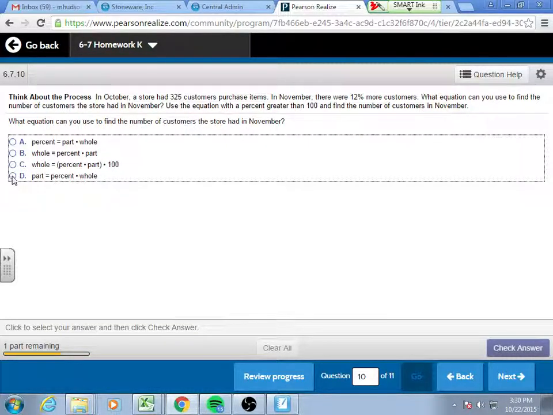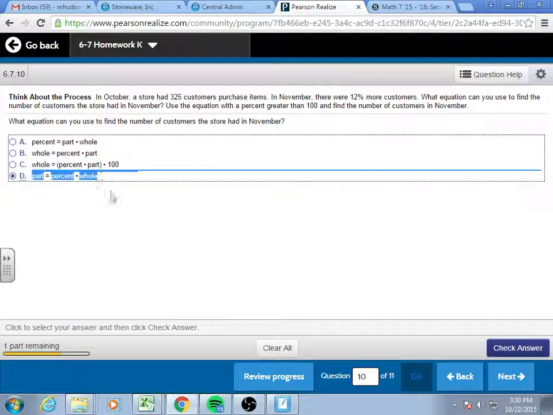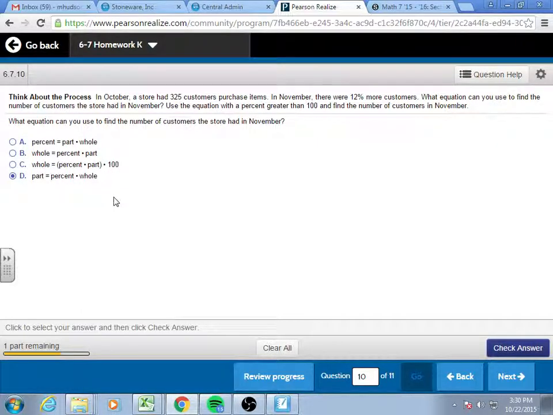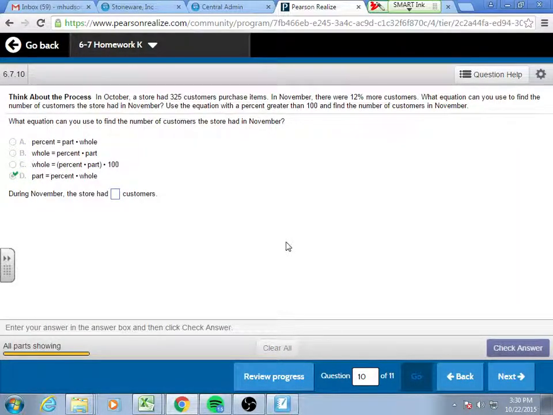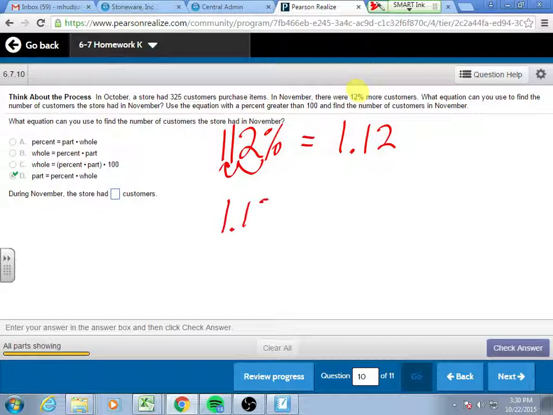C? D? Guys, this should smack you in the face as our percent equation. Part equals the percent times the whole. Now here's the thing. The percent here went up. It's 12% more than what it was. So, since we're 12% more, that's really 112%, which is really 1.12 once we move that decimal. So now I do 1.12, my percent, times my whole, which was 325. Sorry, that should be multiplication.